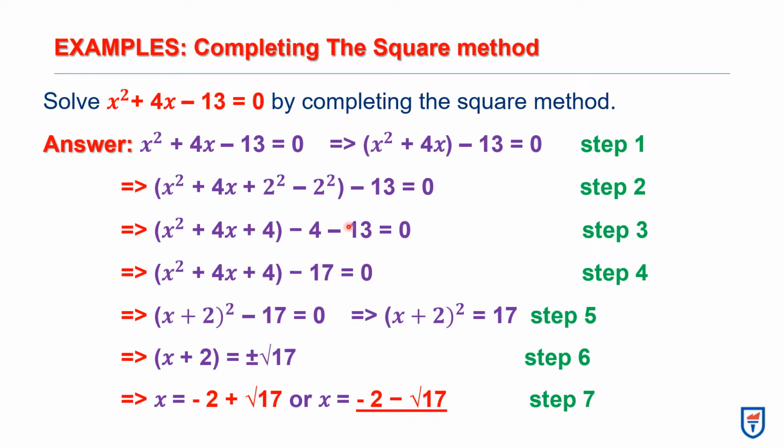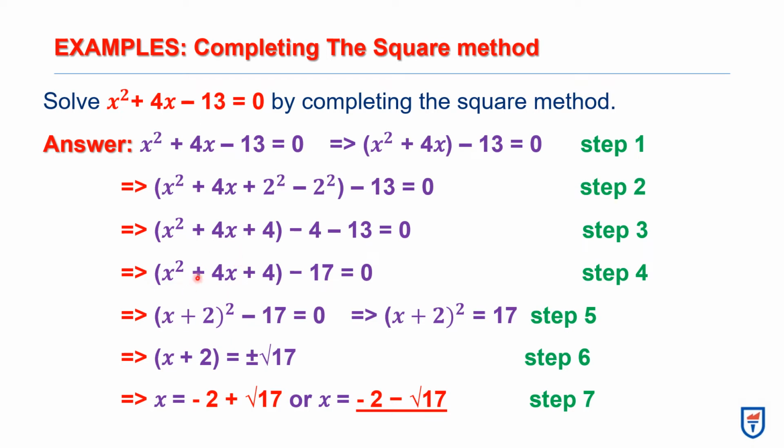Step 4, now we can combine this minus 4 and minus 13, then we get minus 17. On step 4, we find the perfect square of our trinomial, which is x squared plus 4x plus 4, which means the factor of this one, which is the perfect square, is x plus 2. So x plus 2 is the perfect square of a trinomial. If you say x plus 2 to the power 2 and expand this one, it's going to take you back to x squared plus 4x plus 4. That's why we are saying this one is the perfect square of this one.